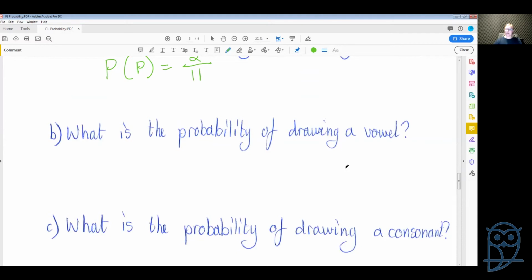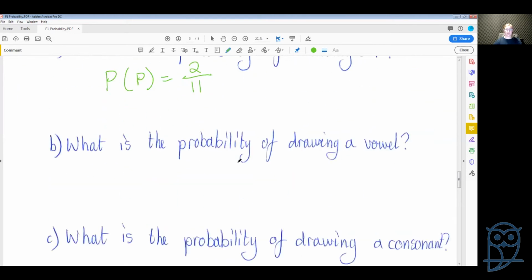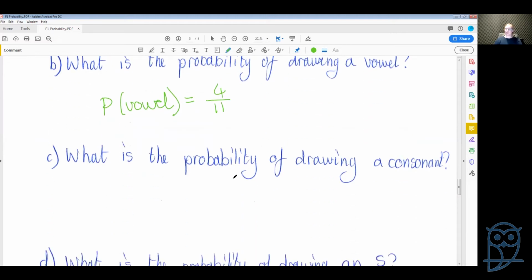What is the probability of drawing a vowel? So we look at Mississippi. There are 1, 2, 3, 4 vowels. So the probability of getting a vowel will be 4 out of 11. Okay. So what's the probability of drawing a consonant? So consonants are the opposite of vowels. So essentially what we're trying to ask is what is the probability of drawing not a vowel?